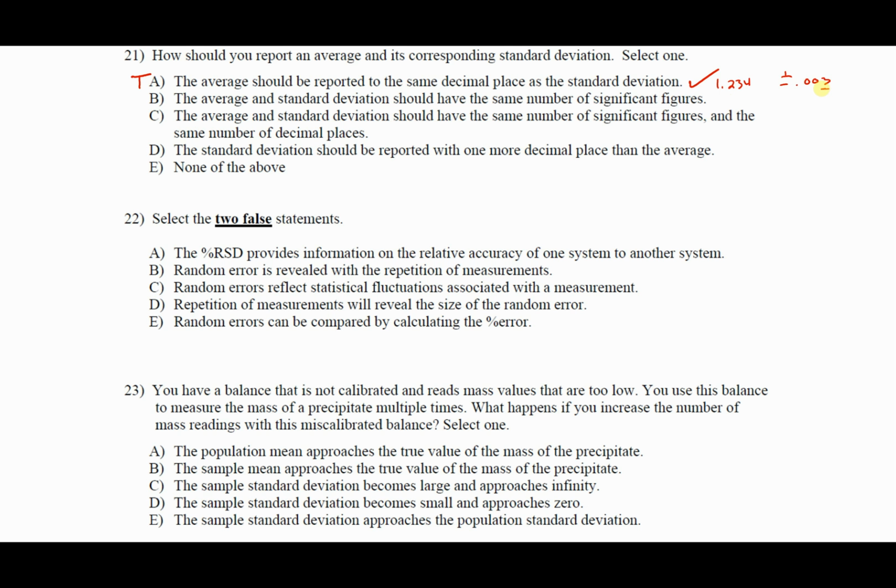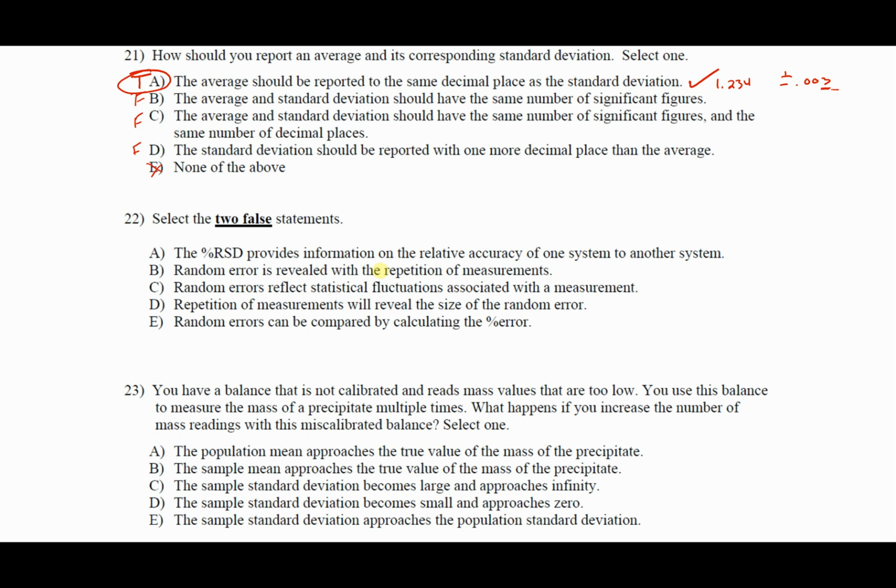The average and standard deviation should have the same number of significant figures. Well, your standard deviation will either have 1 or 2, depending on if it begins with a 1 or 2 or not. So this is absolutely false. Not good. The average and standard deviation should have the same number of significant figures and the same number of decimal places. Well, that just compounds upon B. That's even worse. The standard deviation should report with one more decimal place than the average. I made that up. Sounds pretty good, though. Right? It has no room in any of our three rules. And, of course, none of the above is not true either, because we've already determined that the correct one is A.